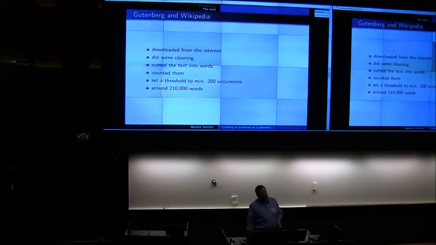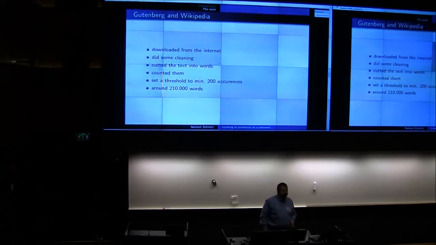I downloaded the complete books and texts from the internet. They were available at Gutenberg and Wikipedia as the sites of them, and I did some cleaning up. For Wikipedia, it was mostly that I had to remove the XML stuff, which was quite annoying. And for Gutenberg, I just had to remove some signs like question marks and so on. The next step was to cut the text into words and to count them.